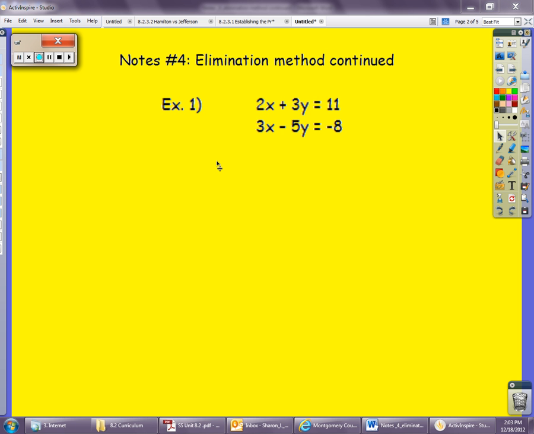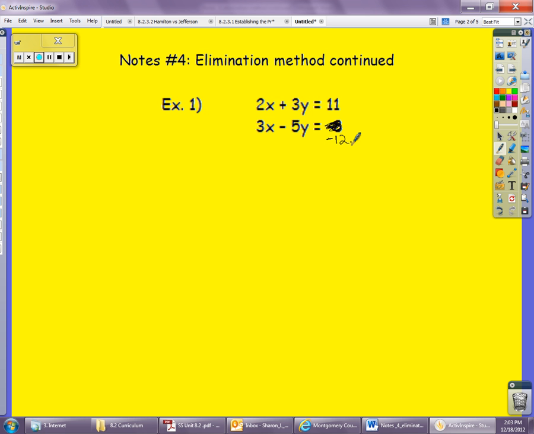Elimination method. We've been working with the elimination method, and the elimination method is getting rid of one of our variables. So here we just want to eliminate an x or eliminate a y so we can easily solve for that variable. So with this first example, we have our 2x plus 3y equals 11, and we have 3x minus 5y equals negative 8. I actually want to change this to be negative 12. It's going to make this problem a lot easier for us to solve.